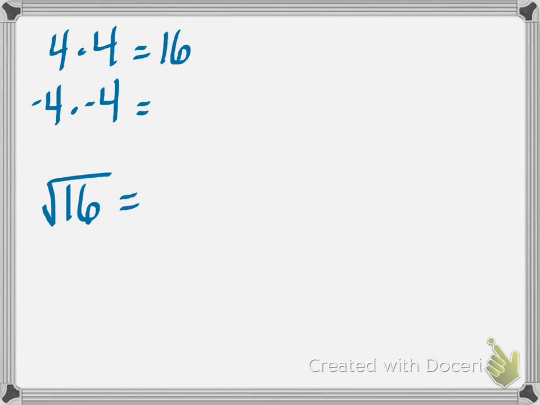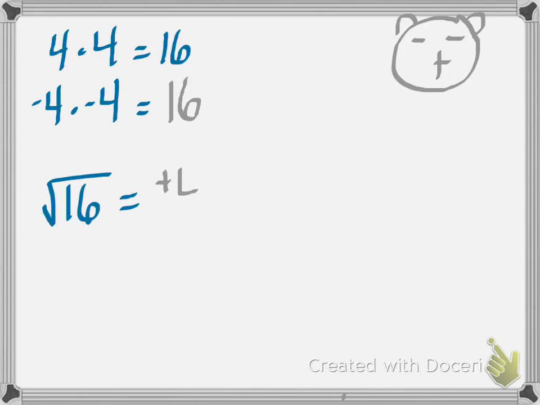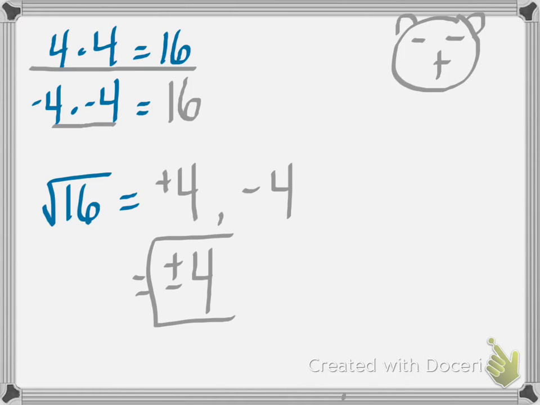4 times 4 is 16, we know that. But what is negative 4 times negative 4? Well, two negatives, if you remember Sleepy Man or Sleepy Bear. If I have negative 4 times a negative 4, that gets me a positive 16. So when I have the square root of 16, my answer could be positive 4, or it could be negative 4. Now this is the cool part. You can write plus or minus 4, and that's how you read it, plus or minus 4.